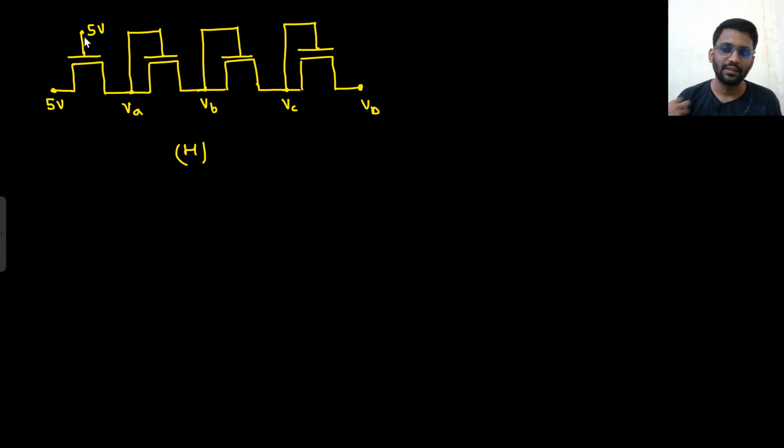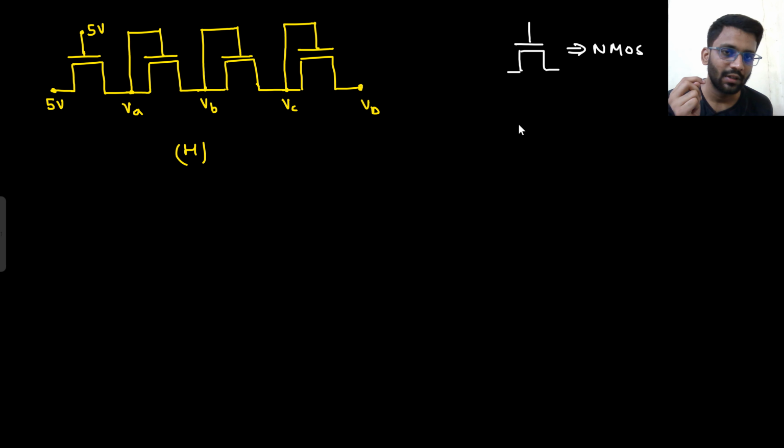What about this? This is 5 and this is 5. Now here there is no arrow mentioned. But I told you one thing when I was teaching you the MOS physics part. So what did I tell you? If there is no arrow given, this will be NMOS. And if there is a bubble here, this will be PMOS. So you need to take care of that.